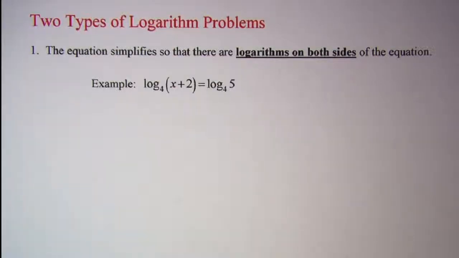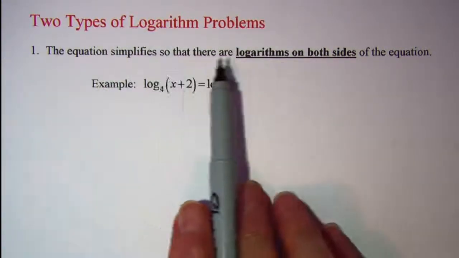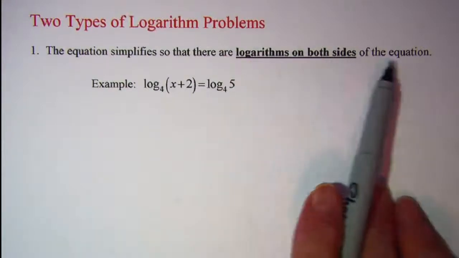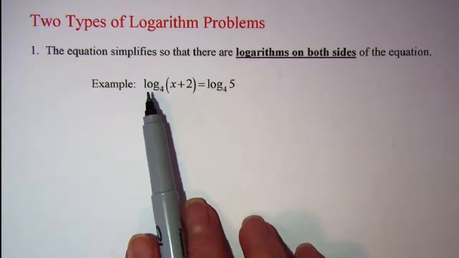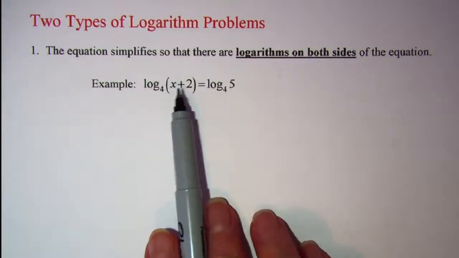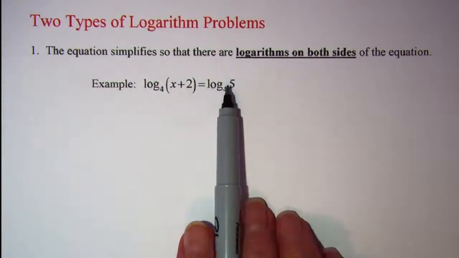In this video, we'll be talking about two types of logarithm problems. The first type is when the equation simplifies so that there are logarithms on both sides of the equation. An example would be this one: the log base 4 of x plus 2 is equal to the log base 4 of 5.